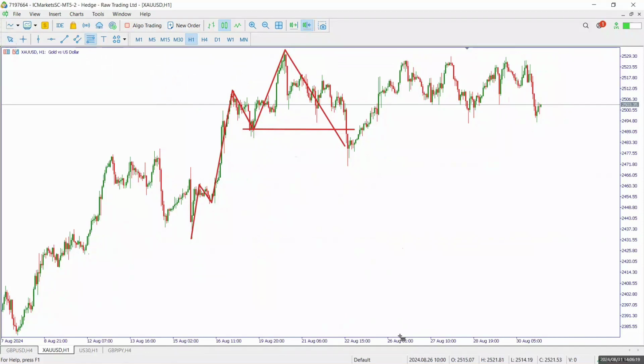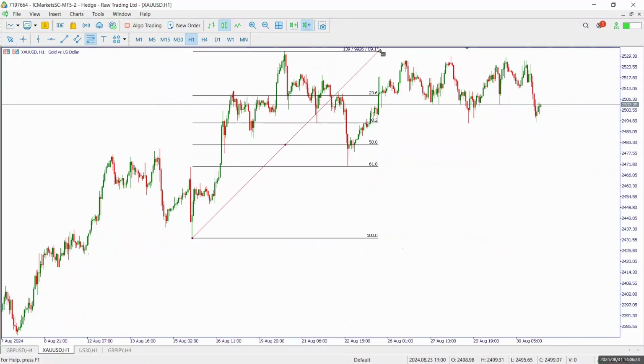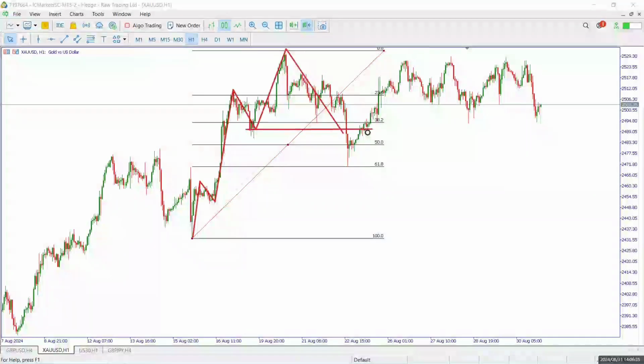So what does this mean? This means we'll bring out our Fibonacci from the lowest point of the broken fractal right here and drag it up to the highest point of the broken fractal right here. We can see that when price broke structure, price went straight to 61.8, which is the maximum allowed for us in a retracing market.